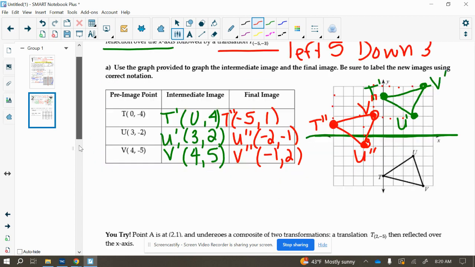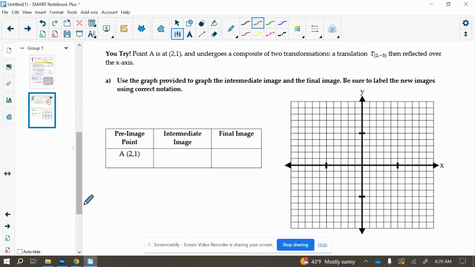All right, now our final question of the day is having you try this composition. We have point A, which is starting at 2, 1, and you want to first translate to find A prime, and then finally reflect across the x-axis to find A double prime.